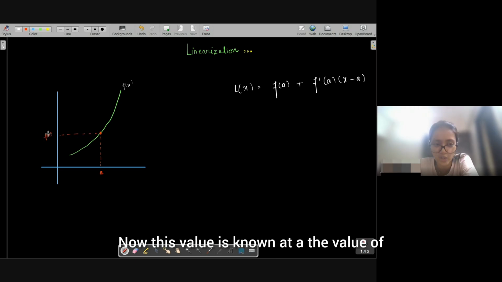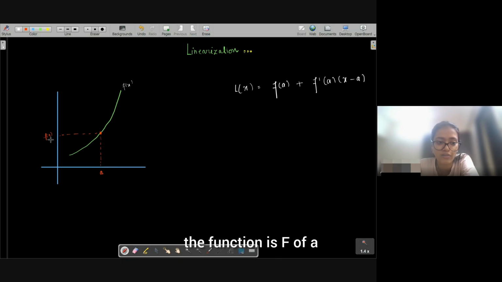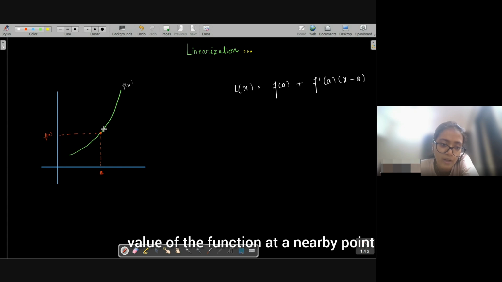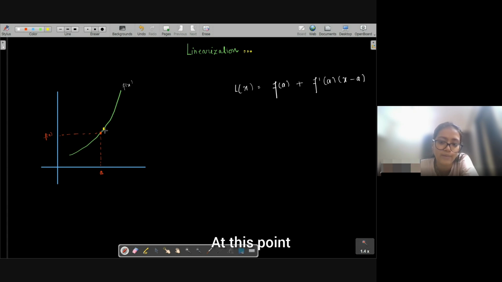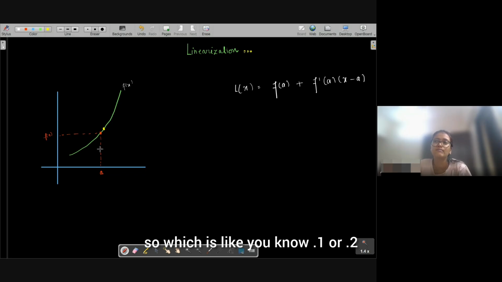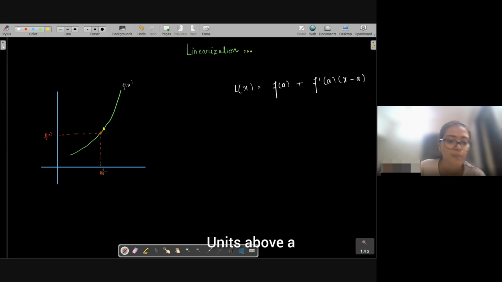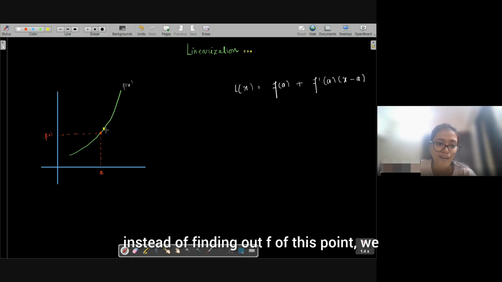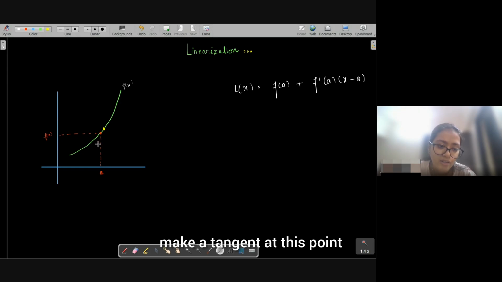Now, this value is known. At a, the value of the function is f of a. We know this value, but we are interested in finding out the value of the function at a nearby point, at this point, which is like 0.1 or 0.2 units above a. So what we do is, instead of finding out f of this point, we make a tangent at this point.